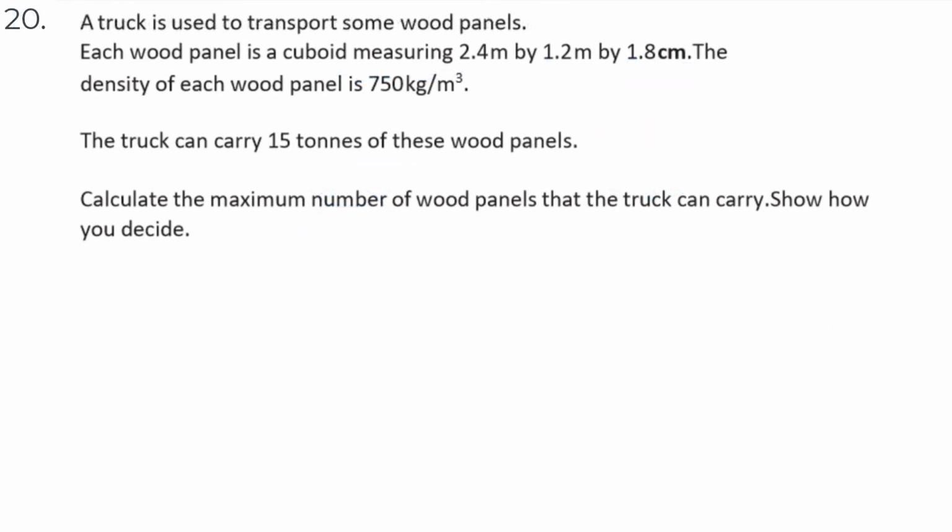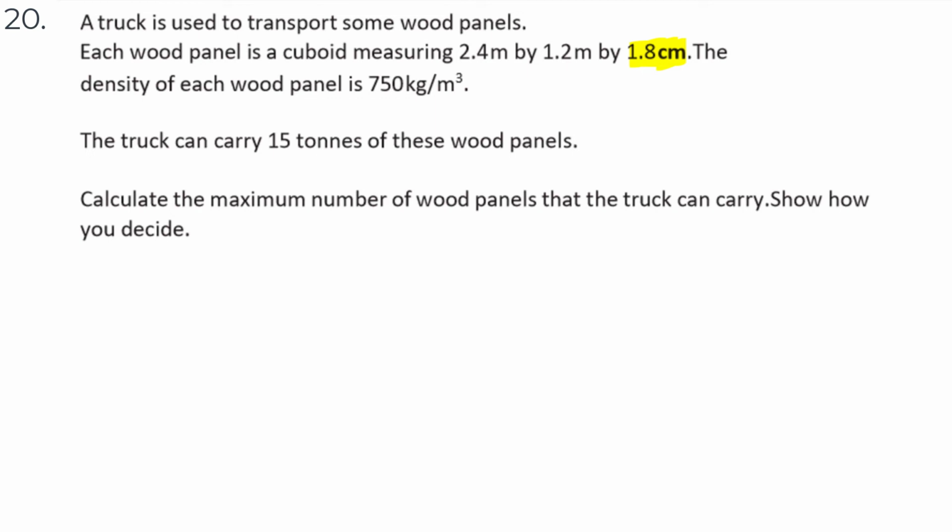6. A truck is used to transport some wood panels. Each wood panel is a cuboid measuring 2.4 meters by 1.2 meters by 1.8 centimeters. It's in bold. Obviously, it's something that students often miss. The density of each wood panel is 750 kilograms per cubic meter. The truck can carry 12 tons of these wood panels. Calculate the maximum number of wood panels that the truck can carry. Show how you decide.